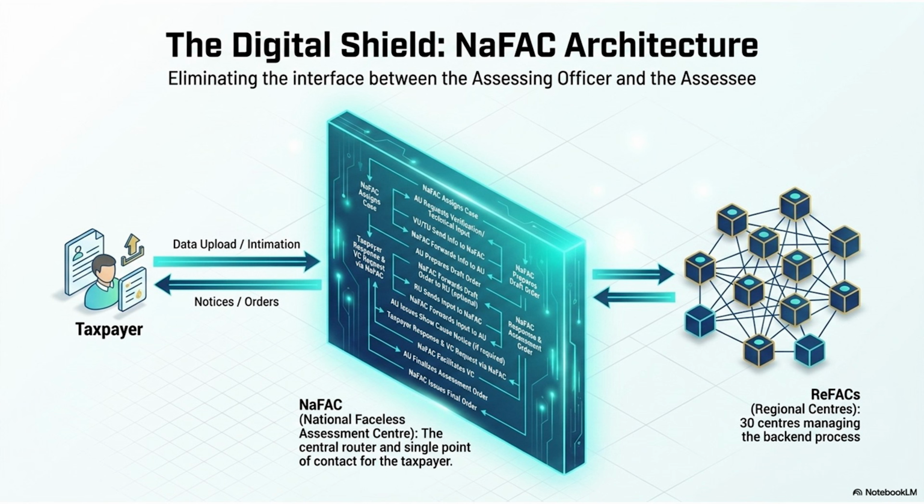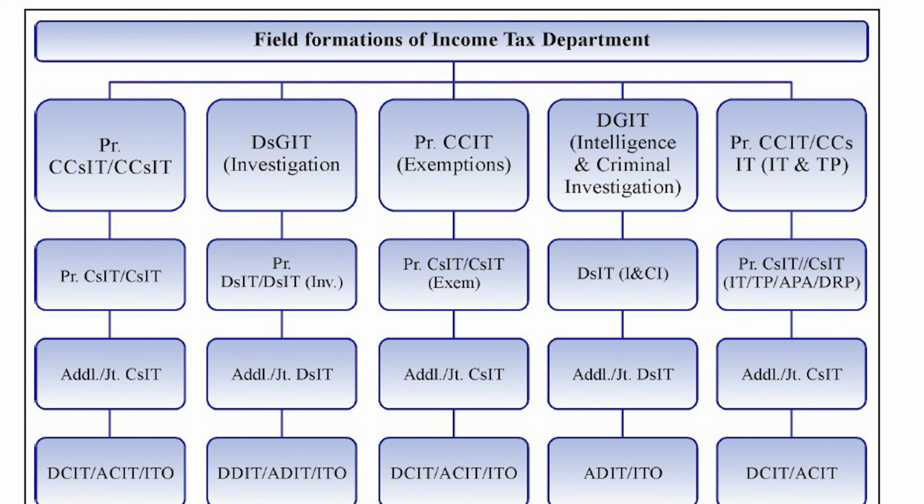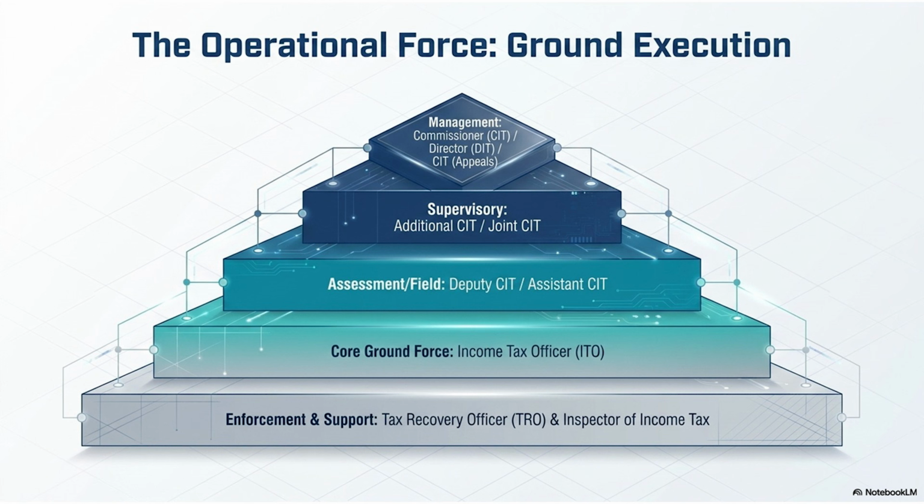Field officers are the ground level administrative structure of the department. At the higher regional level, there are principal chief commissioners and chief commissioners. Below them, there are principal commissioners and commissioners. Then come additional commissioners and joint commissioners. Then deputy commissioners, assistant commissioners, and income tax officers. Inspectors and other staff support verification, records, and administrative work.